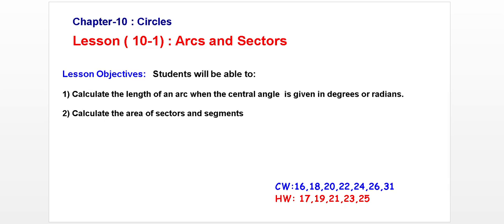Topic 10, Circles. First lesson: Arcs and Sectors. So, our main objective is to calculate the length of an arc when the central angle is given in degrees and radians. And the second objective is to calculate the area of the sector and the segment. So these are the main objectives.